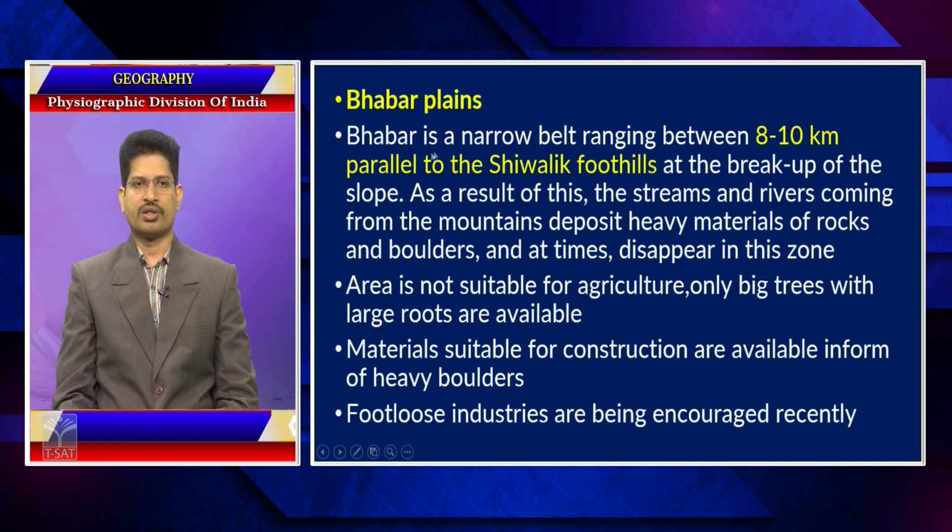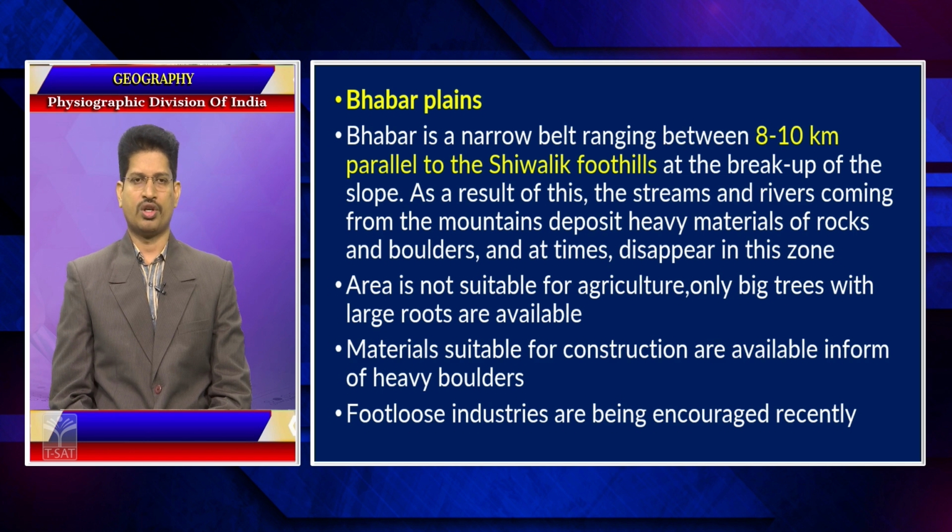Next is the Babbar plains. Babbar is a narrow belt between 8 to 10 kilometers wide, parallel to the Shivaliks. The Babbar has larger boulder deposits at the foothills of the Shivaliks, along the length of the Shivaliks. Babbar is not feasible for cultivation because of its rocky, boulder nature and the unavailability of soil. The soil is less, only larger trees can survive in this region, and streams disappear in this Babbar region.